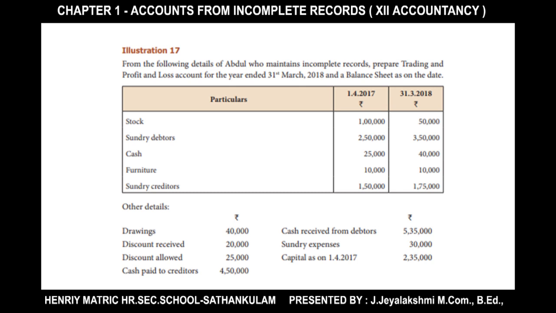Okay, next see the bills. Sorry, discount received 20,000. Discount allowed 25,000. Cash paid to creditors 4,50,000. Cash received from debtors 5,35,000. Sundry expenses 10,000. Capital as on 1,42,070 and 2,33,000. So see here, in the opening capital, how much do we have? 2,33,000. From this information, we have to calculate total debtors, total creditors, trading and profit and loss account, and the balance sheet. Now we are ready to calculate.